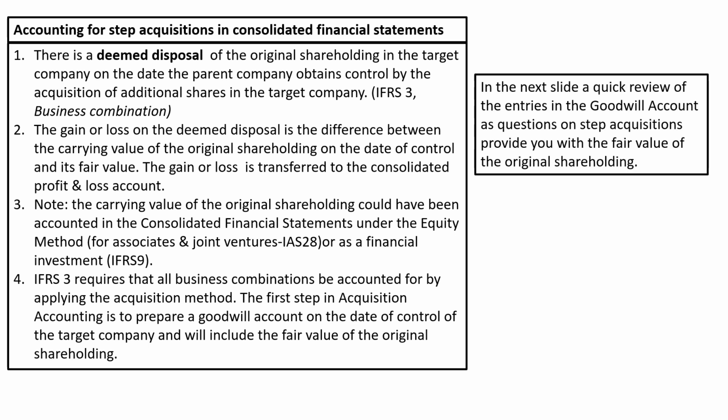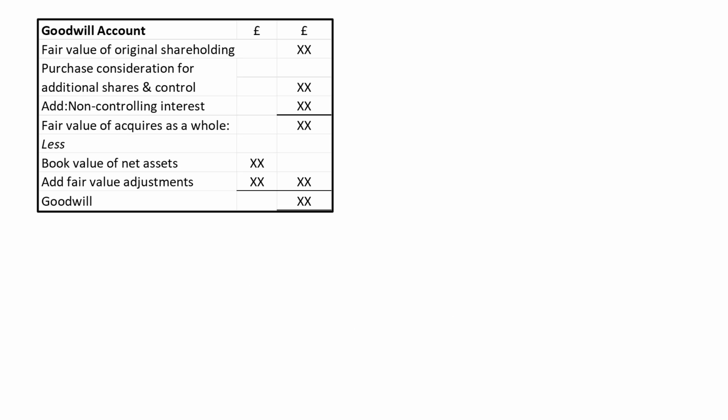In the next slide, we'll have a quick review of the entries in the goodwill account, as questions on step acquisitions provide you with the fair value of the original shareholding. Let's look at the entries in the goodwill account. The first entry is the fair value of the original shareholding before the date of control. The second entry is the purchase consideration for the additional shares and any other payments to get control of the company. And then you add the non-controlling interest.